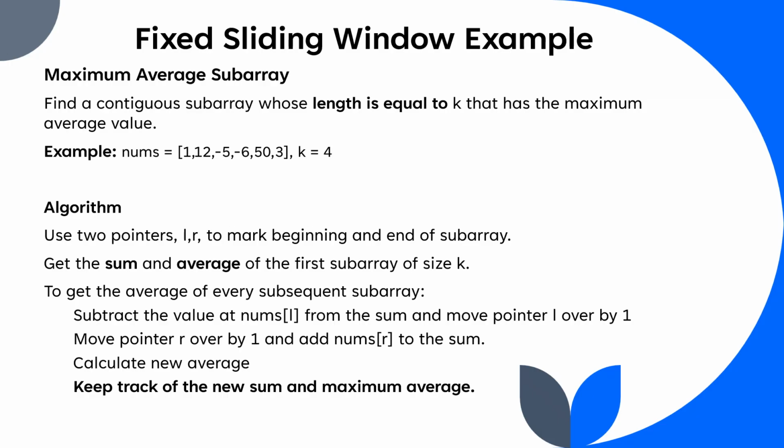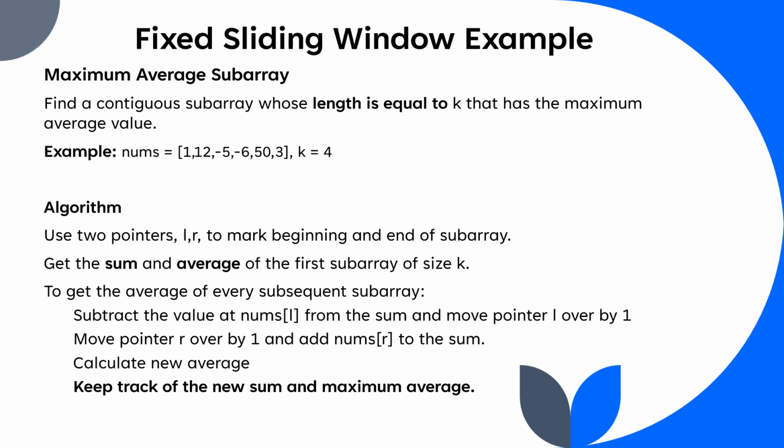You can look at it. The first subarray holds the values 1, 12, -5, and -6. The next subarray of size 4 will hold the values 12, -5, -6, and 50. And the last subarray of size 4 will have the values -5, -6, 50, and 3. You can probably imagine that you could solve this by brute force pretty easily: just find the average of those three subarrays and get the maximum. But the sliding window technique will allow us to do that more efficiently. So let's look at the algorithm.